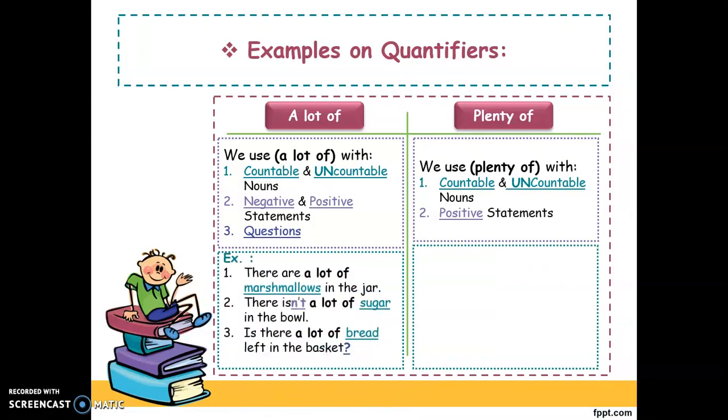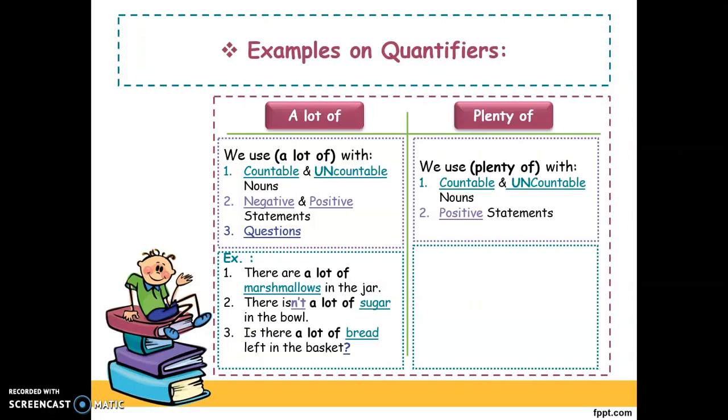Sentence number 1, there are a lot of marshmallows in the jar. We can see that since there is no sign of not, the sentence is in the positive form, and it is also obviously a statement since we don't see a question mark. So basically, we are using the quantifier a lot of with marshmallows, which is a countable noun because we see an S.